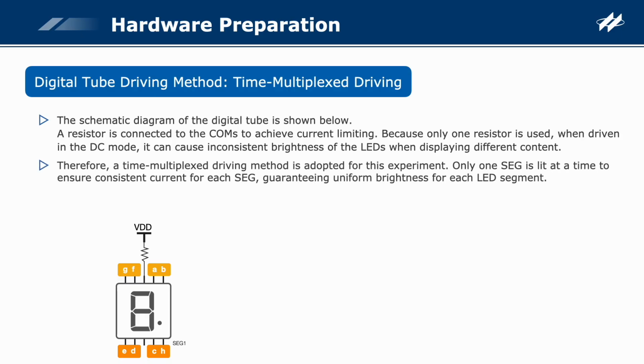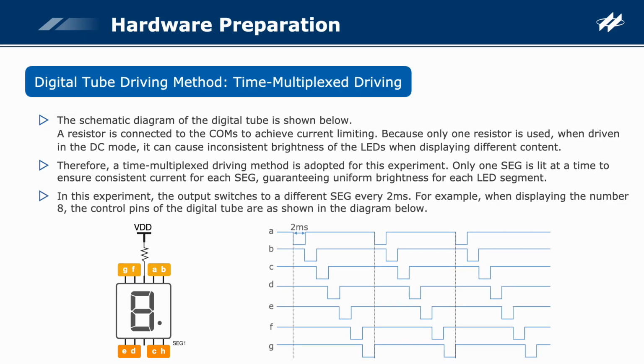Therefore, a time multiplex driving method is adopted for this experiment. Only one SEG is lit at a time to ensure consistent current for each SEG, guaranteeing uniform brightness for each LED segment. In this experiment, the output switches to a different SEG every 2 milliseconds. For example, when displaying the number 8, the control pins of the digital tube are as shown in the diagram below.